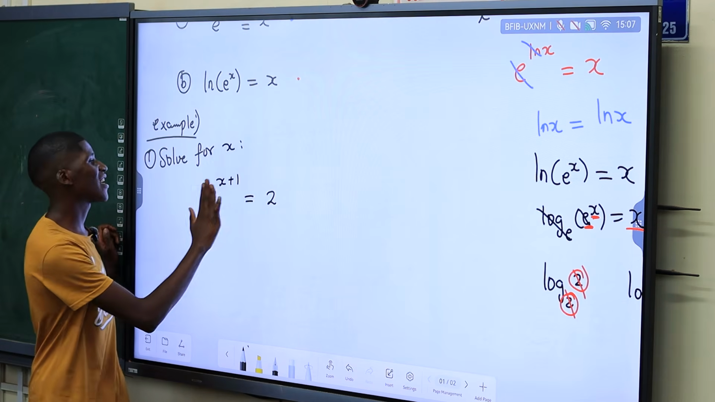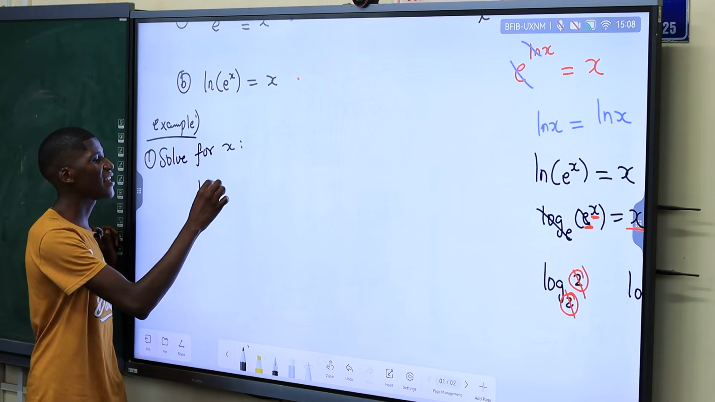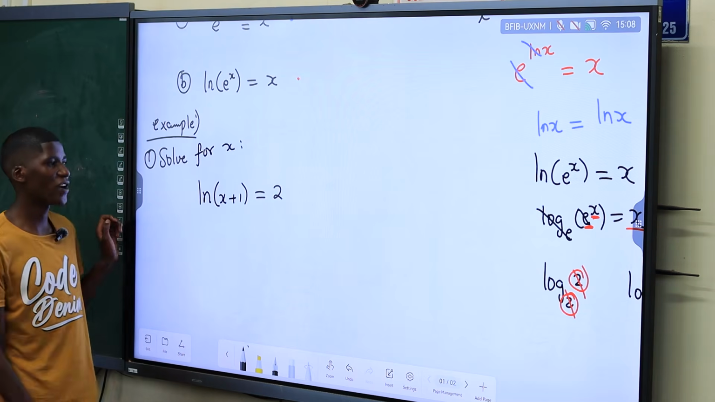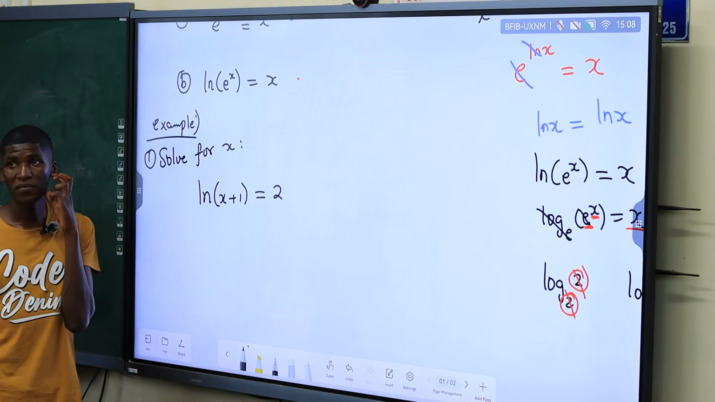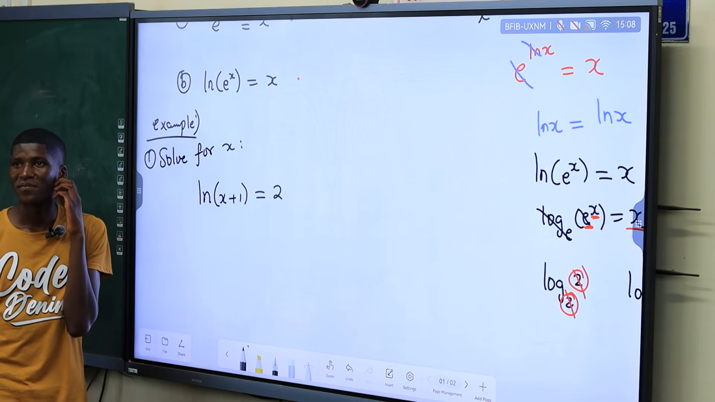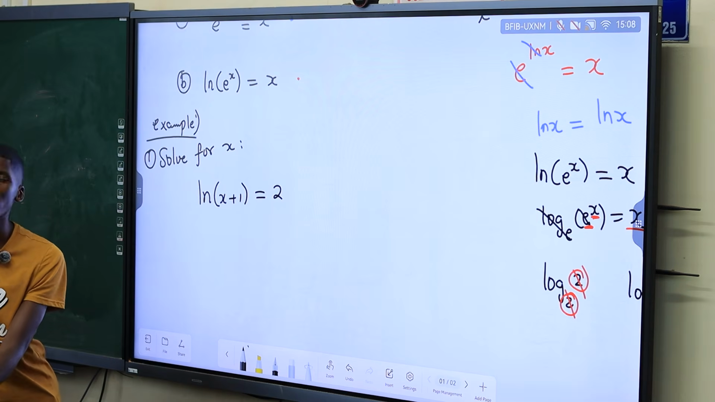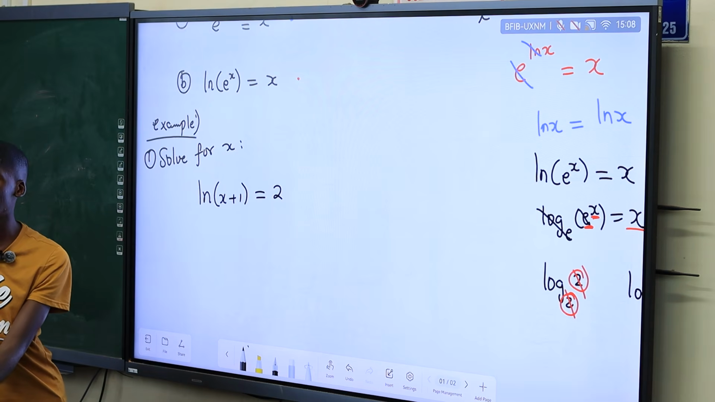Let's start with the first one. Suppose ln of x plus 1 is equal to 2. Solve for x. How do we do this? Don't say you've already done it, we only do touch-ups. How can we solve for x here? ln of x plus 1 is equal to 2.